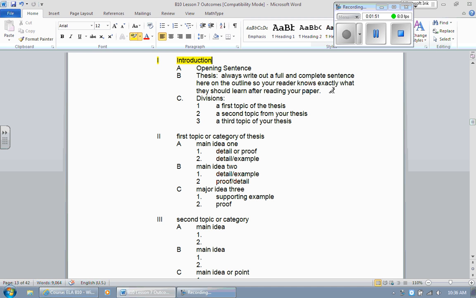It should always address the question of why this essay topic matters. What am I supposed to learn by reading this paper? Make sure that you spend some time and effort in creating a thesis that is strong and powerful.